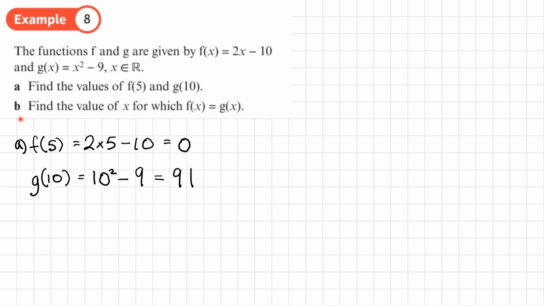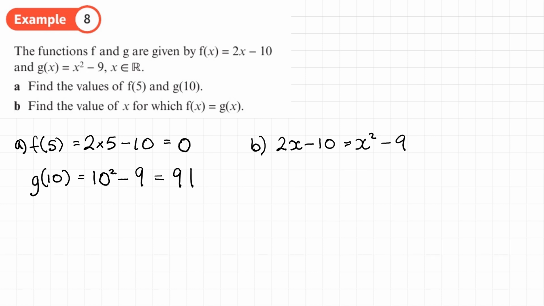Part B, what we need to do is to find the values of x for which f of x equals g of x. So we want to find when f of x, 2x minus 10, is equal to g of x, and g of x is x squared minus 9.